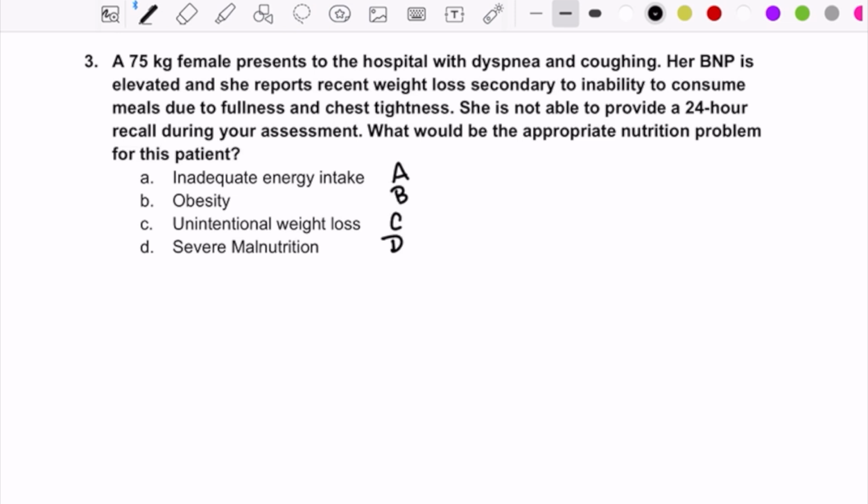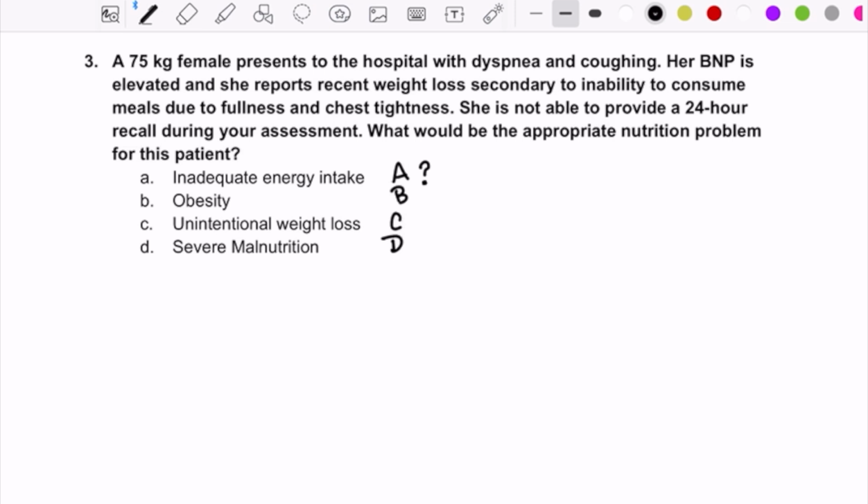For A, inadequate energy intake, I want you to be careful about this answer, RD to be. It seems like a good one, but let's check our question. What I would ask you is, at any point was this patient able to tell us how many calories she eats in a day? Or was she able to provide a 24-hour recall in which we could infer that she's not getting enough calories? We don't have this information, RD to be. We just don't have it. A would be a question mark for me, or I'm going to get rid of it because I want you to read through these other answers to see if there's a better fit.